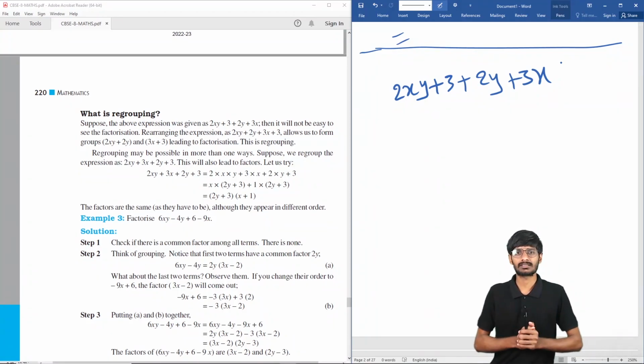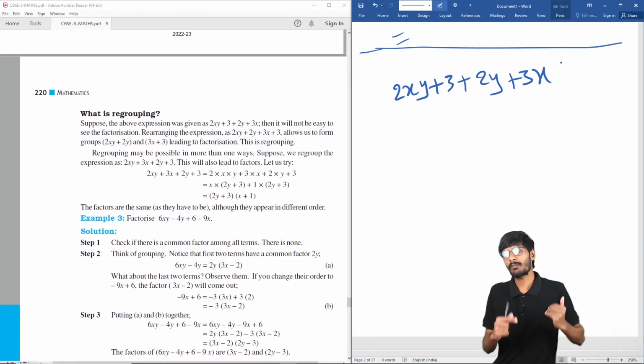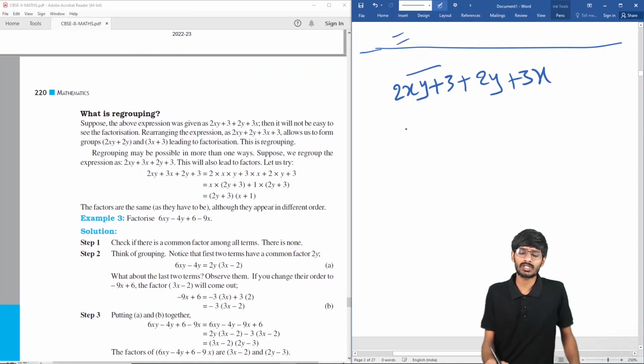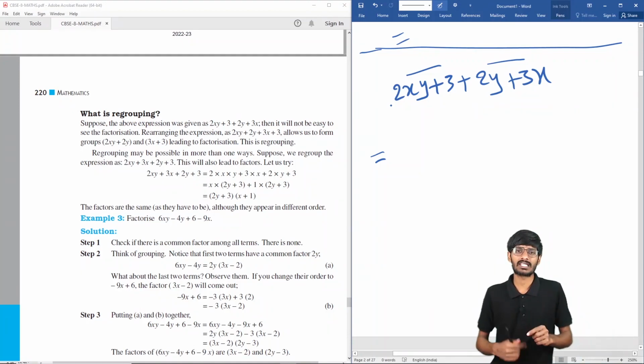By seeing it, it is somewhat difficult, but we know the grouping concept. If you want to apply the grouping concept also, it is somewhat difficult. Why? Because in these two terms there is no common factor, and in these two terms there is no common factor. So in this case we are going to rearrange these terms. We have to change the position of these terms, and it is called regrouping.